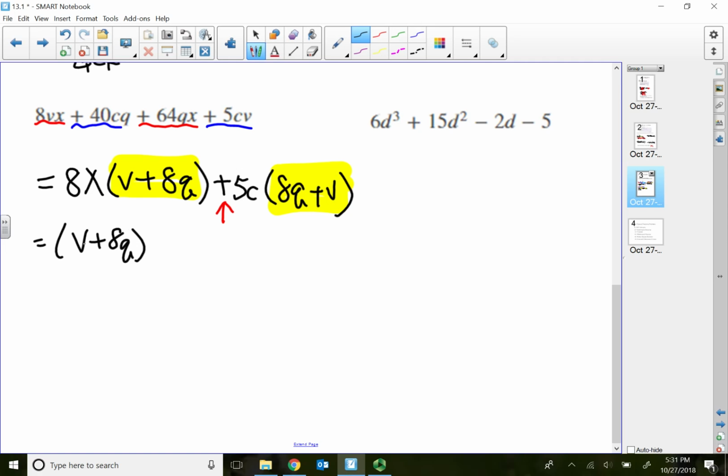If I take this factor to the outside, then my first term only ends up with ax, and my second term only ends up with positive 5c. So that's my answer.